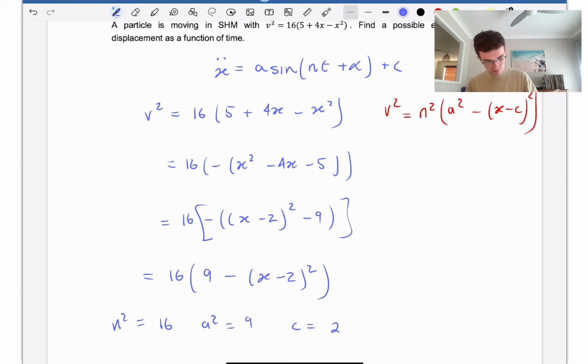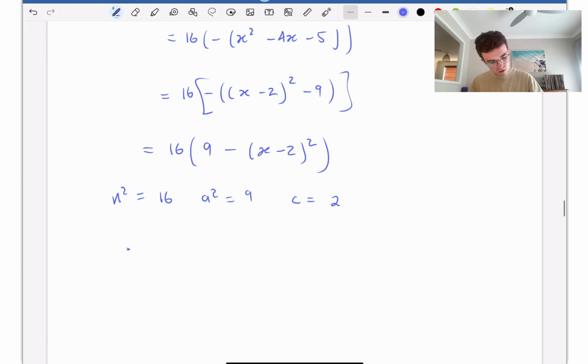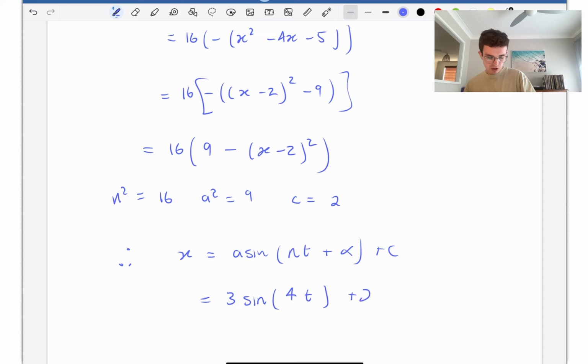So therefore, we know simple harmonic motion exists in the form a sine nt plus alpha plus c. So a we've said is 3, sine, n we've decided is 4t, alpha phase shift is just 0 plus 2, and that's our answer. Alright, thank you.